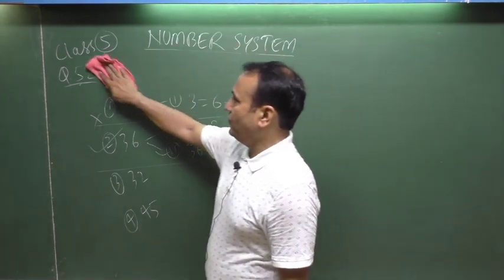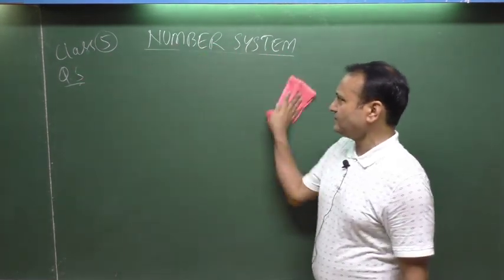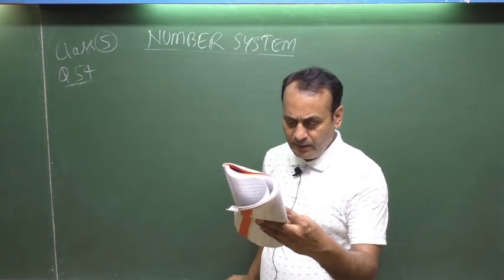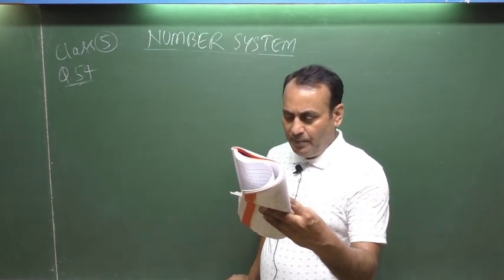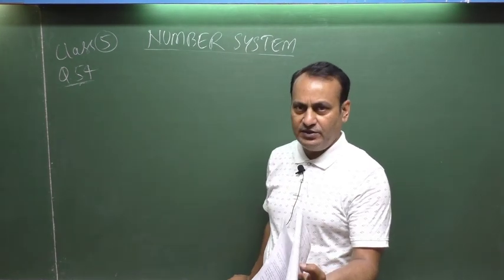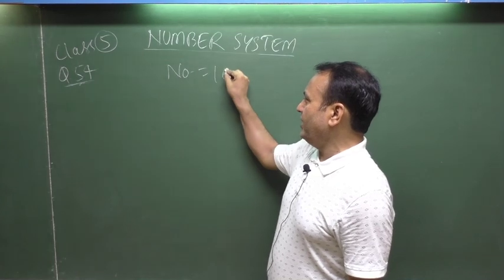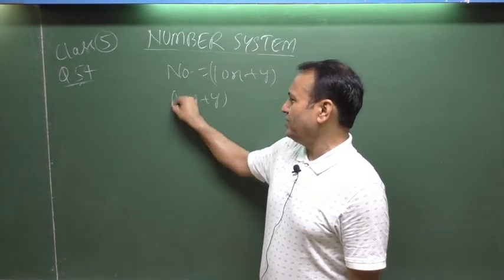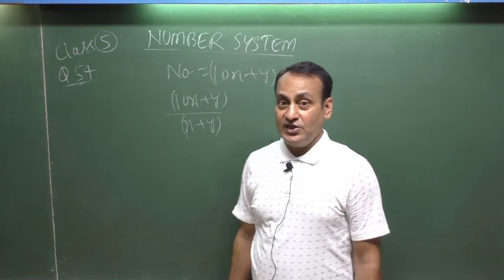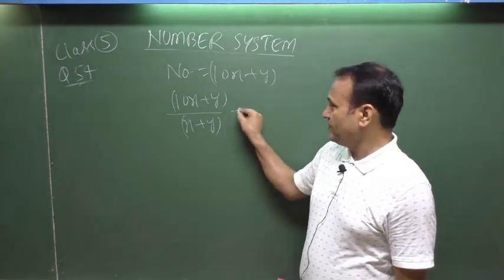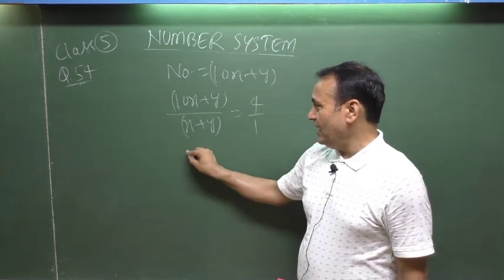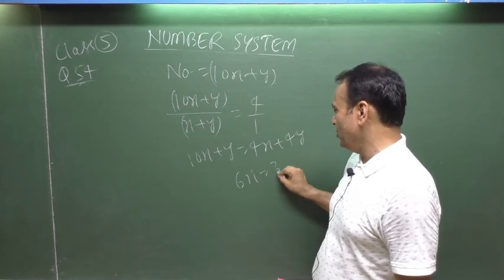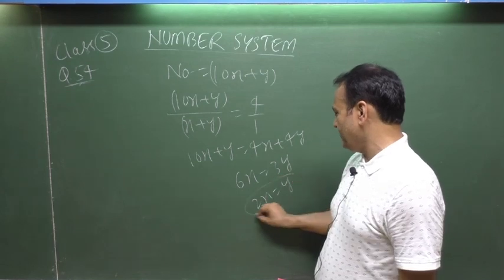Now come to question number 54. See here. A 2-digit number and the sum of its digits are in the ratio 4:1. A 2-digit number 10x plus y. Question says a 2-digit number 10x plus y and the sum of its digits x plus y are in the ratio 4:1. That means 10x plus y equals to 4x plus 4y, again 6x equals to 3y, and 2x equals to y.